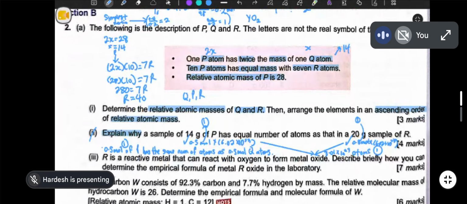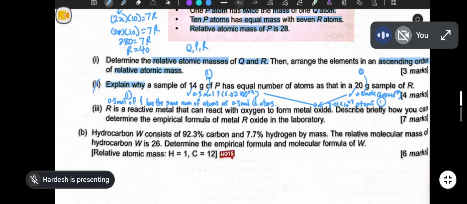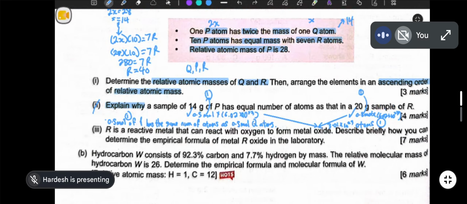Okay, now R is a reactive metal that can react with oxygen to form metal oxide, okay? Describe briefly how you can determine the empirical formula. Did anyone try to do this or not? Did anyone try? Nobody. Okay, I'm assuming nobody. This is actually your magnesium oxide experiment, which I told you all about. The one with the crucible, that one.